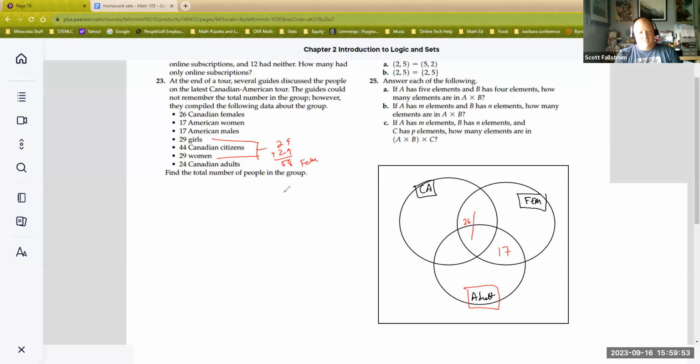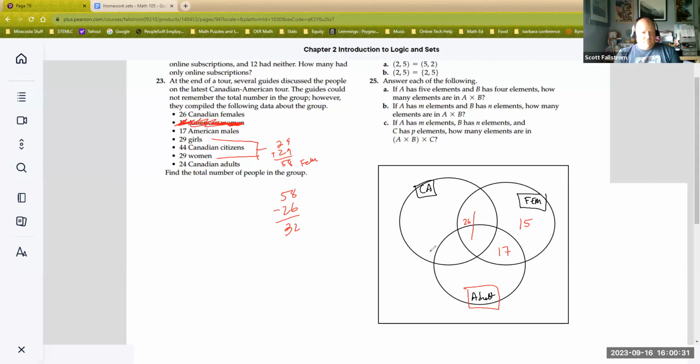Okay, so if I have 58 females total in the whole female circle, there's 26 of them in that Canadian chunk, right? So if I take away 26, that leaves me with 32 American females. And I've already used up 17 because out of the females, 17 were American women. So that leaves me with 15 is what I would put right there. Okay. All right. So that means what else? The 17 American women clue. I don't think I can use that one for anything else.